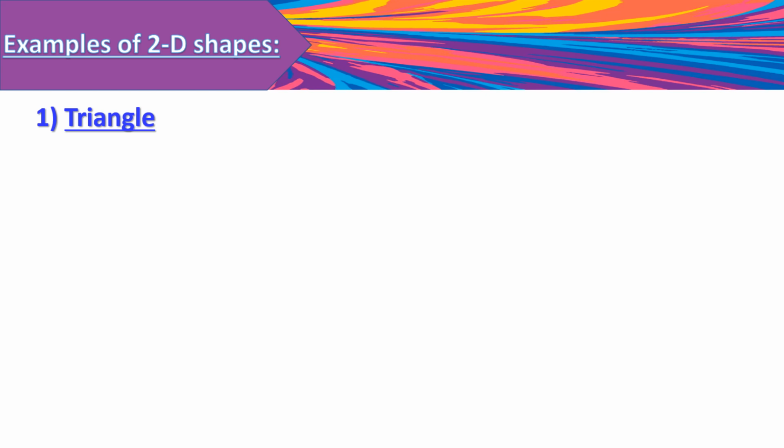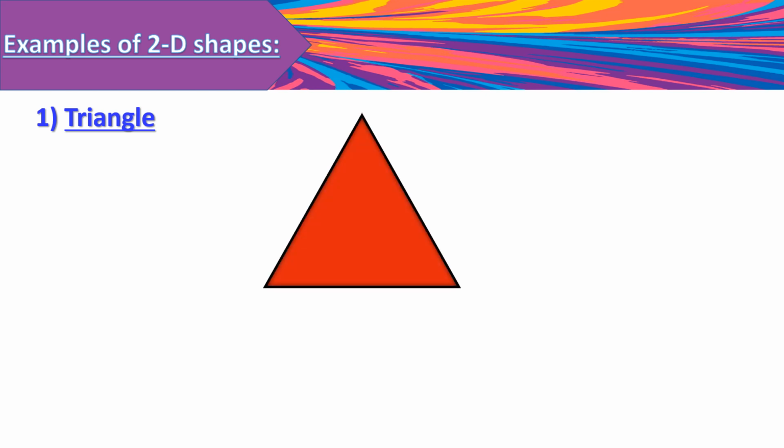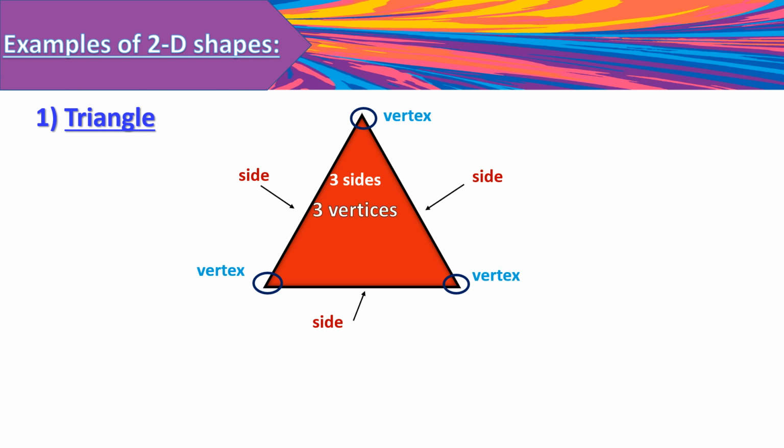Then we have here examples of 2D shapes. First, triangle. This shape is called a triangle. It has how many sides? 1, 2, 3. So it has 3 sides. How many vertices? 1 vertex, 2 vertices, 3 vertices. Yes. First vertex, second vertex, third vertex. They are 3 vertices.